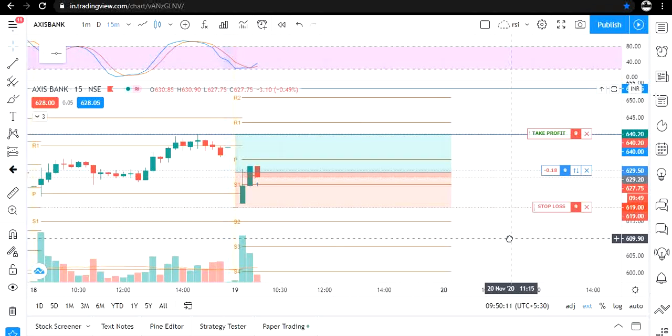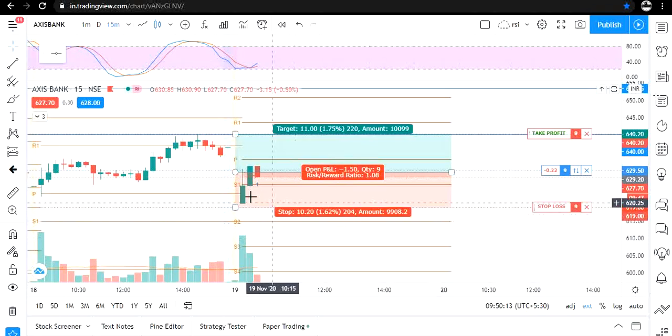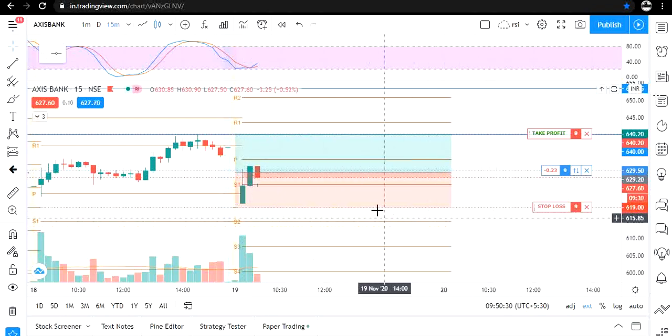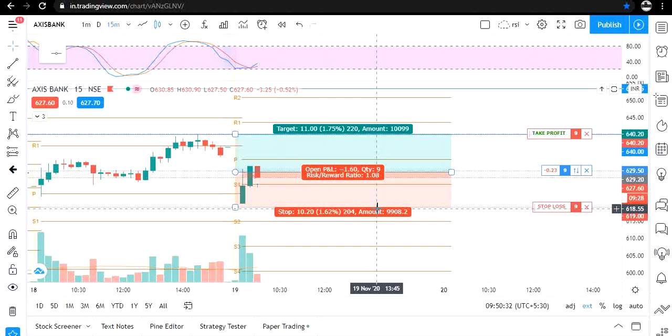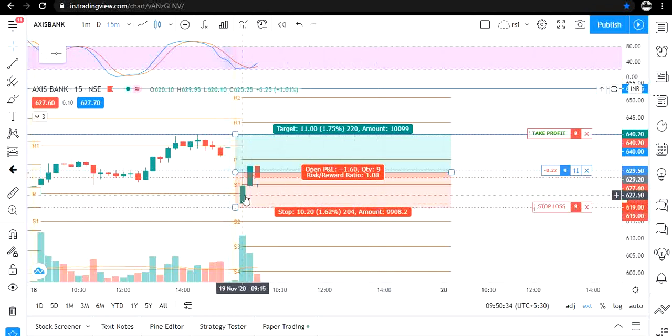strategy. What I have done here, traders, is that I have made an entry for the buy side. As you can see, I made entry when the high of the 15-minute candle which was here got broken, and I have put in my stop loss below the low of the first 15-minute candle.